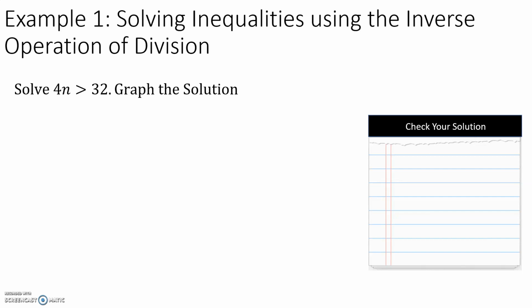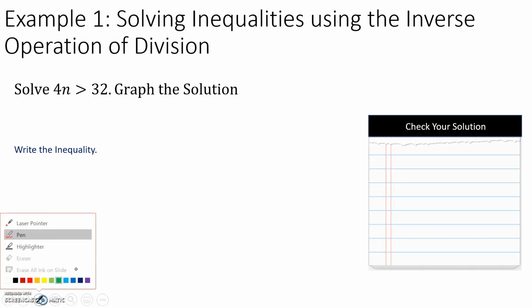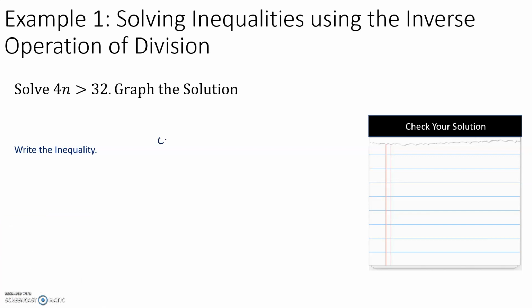So step one, look at the problem we have. Solve 4n is greater than 32, and graph the solution. The first thing I'm going to do is write the inequality, so I can work with it. 4n, I'm going to space it out a little bit because I'm going to work right here. It's greater than 32.